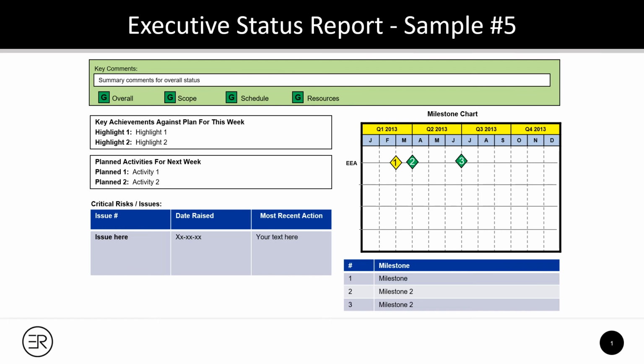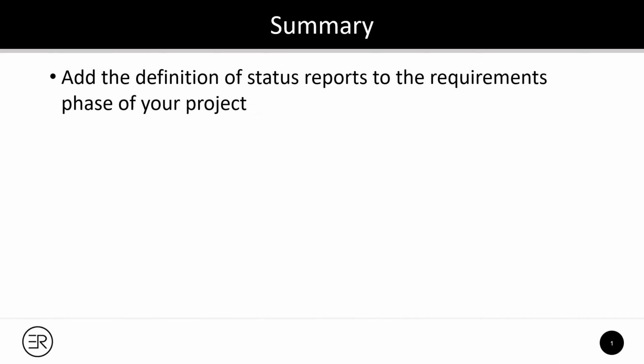Here's the fifth and final format that I'd like to share with you, and you might consider using this format if you're working with an executive who's sort of milestone driven. Notice that at the top you have an area for key comments, you have indicators for the overall status, for scope, for schedule, for resources, or you can remove these and drop in the ones that are most important to them. You have a snapshot of key achievements against plan for this week, a snapshot of activities for next week, an area where you can drop in the most critical risk or issue that you're working with right now. And then on the right hand side, you have a milestone chart where they can track the milestones that are most important to them.